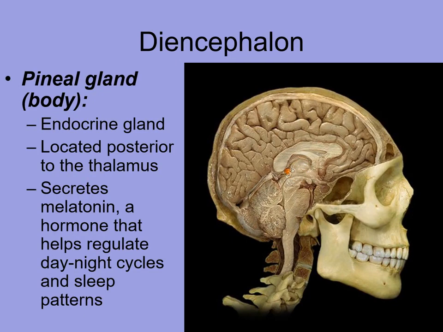The pineal gland is located posterior to the thalamus. It is an endocrine gland. It does secrete melatonin. When we study the endocrine system, you'll find that melatonin is a hormone that helps to regulate our day-night cycles and our sleep patterns. So it is very small, but it's posterior to the thalamus.